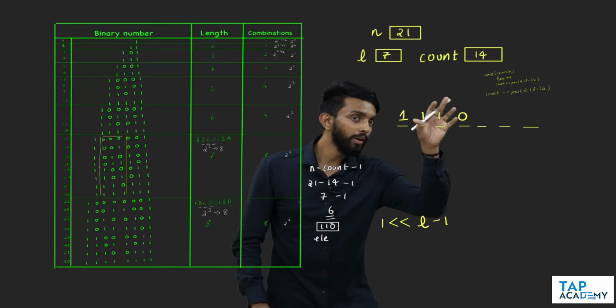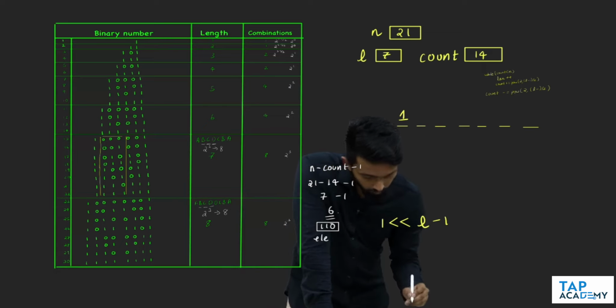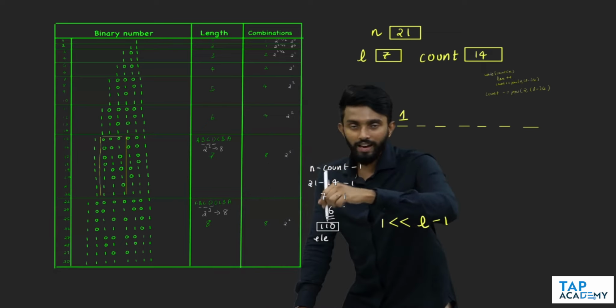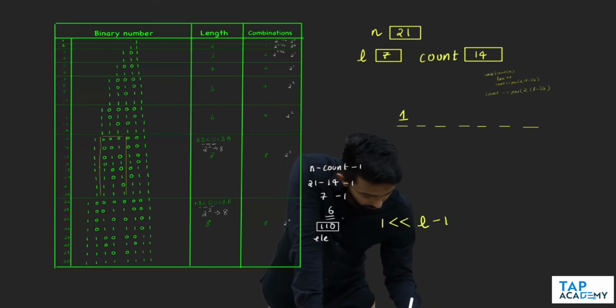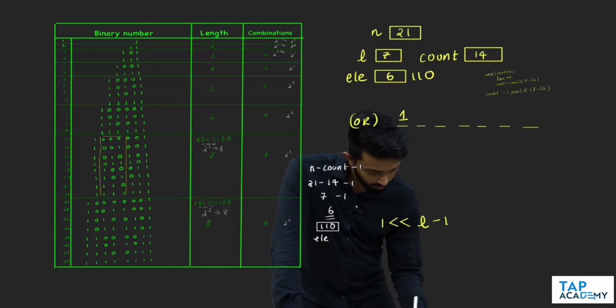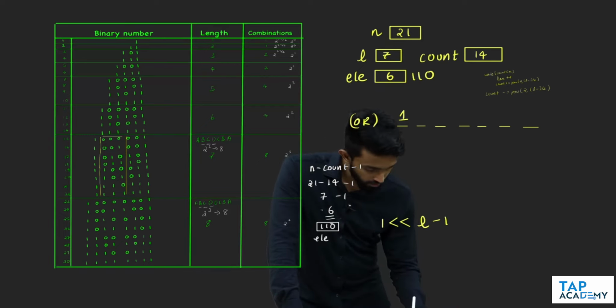How am I going to put this? Very simple. As of now, what is there in this element ELE? I am just going to write it here for your reference. I have ELE, and inside ELE, I have 6. 6 is nothing but 110. Now watch it carefully. What we have to do is set this 110 here somehow.